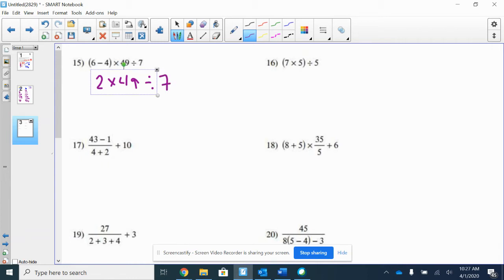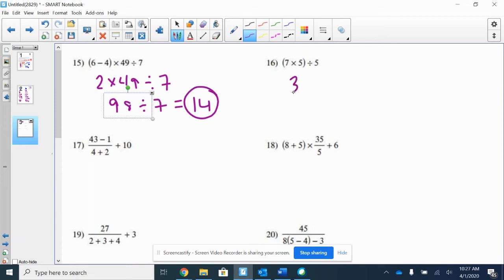So we have multiplication and division. We want to multiply first. So we have 98, or I should say left to right. 98 divided by 7. We can do this in our head. So 7 goes into 9 once, and we have 28 left. So 7 goes into 28 4 times. We should have 14. Again, it's really good practice to check these out on your calculator.